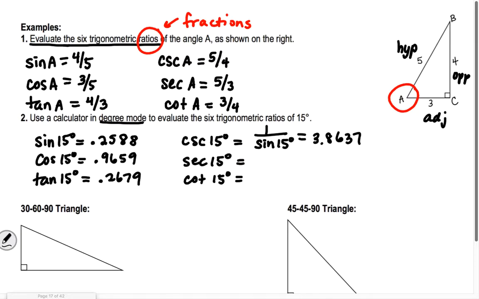So everybody try inverse sine of 15. Try this on your calculator, the sine to the negative 1 of 15. Did we get the same thing? It doesn't work. It yells at us, doesn't it? It says error, domain. There's a reason that doesn't work.